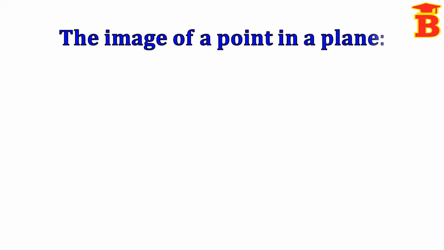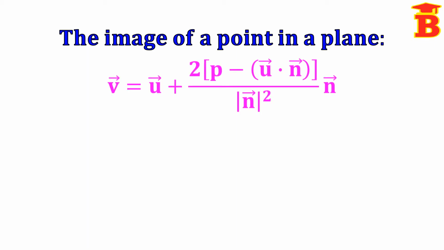The image of a point in a plane. The image v vector of a point u vector is given by v vector equal to u vector plus 2 into p minus u vector dot n vector divided by modulus n vector square into n vector.